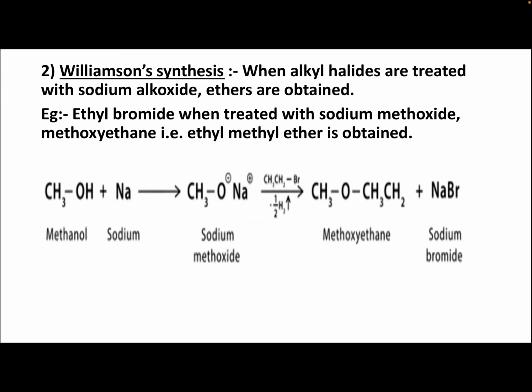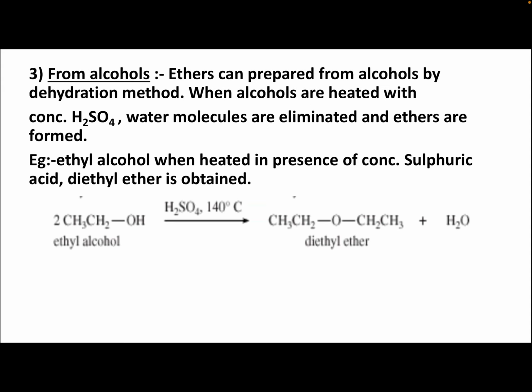So methanol first when treated with sodium gives sodium methoxide. CH3O is methoxide group, Na plus is sodium methoxide. On the arrow, CH3CH2Br, ethyl bromide. So we get CH3OCH2CH3, methoxyethane. CH3O is methoxy group, CH3CH2 is ethane. So methoxyethane is obtained, or we can call it ethyl methyl ether, plus sodium bromide. So in Williamson synthesis, alkyl halides are treated with sodium alkoxide and ethers are obtained.